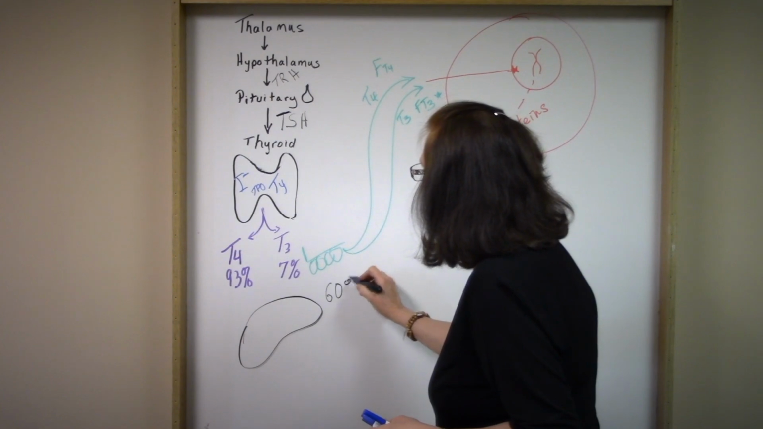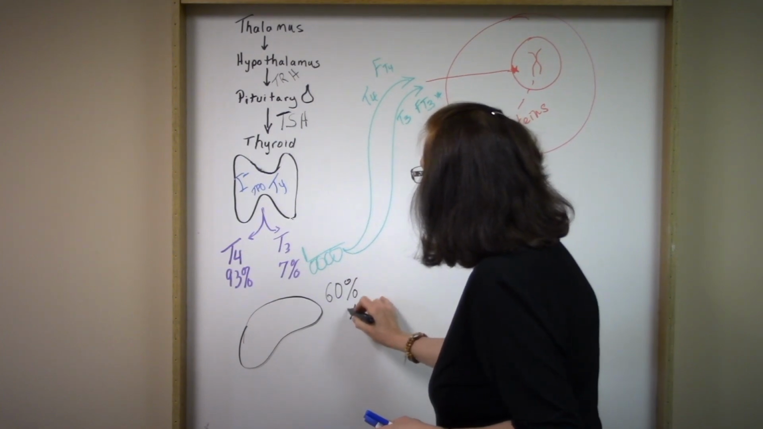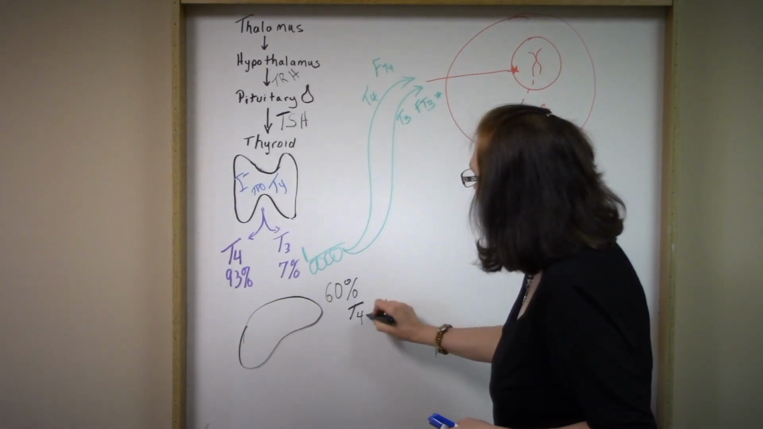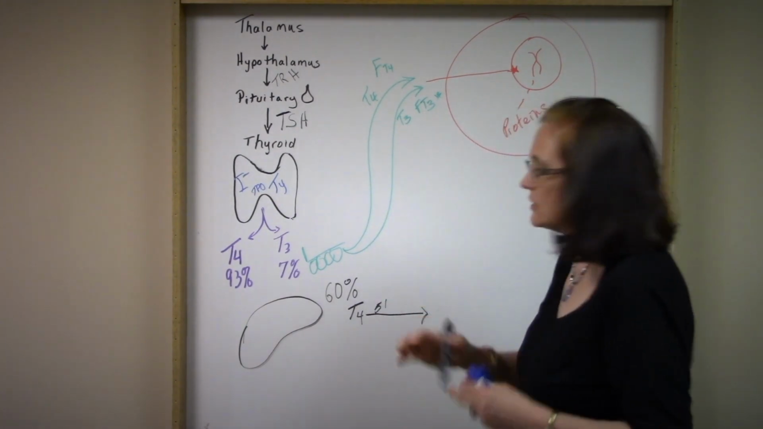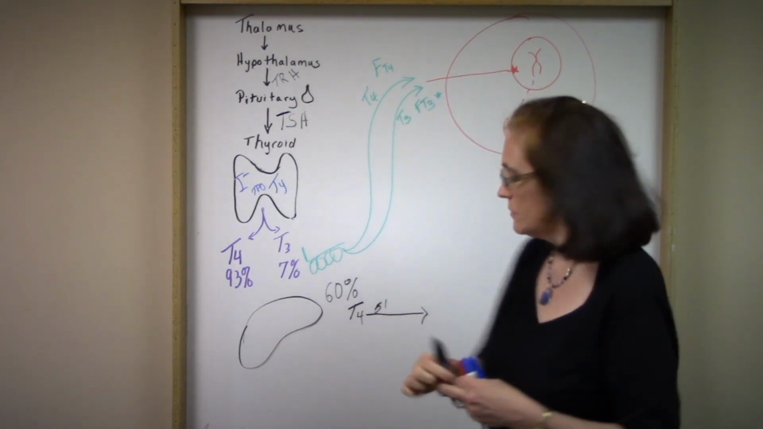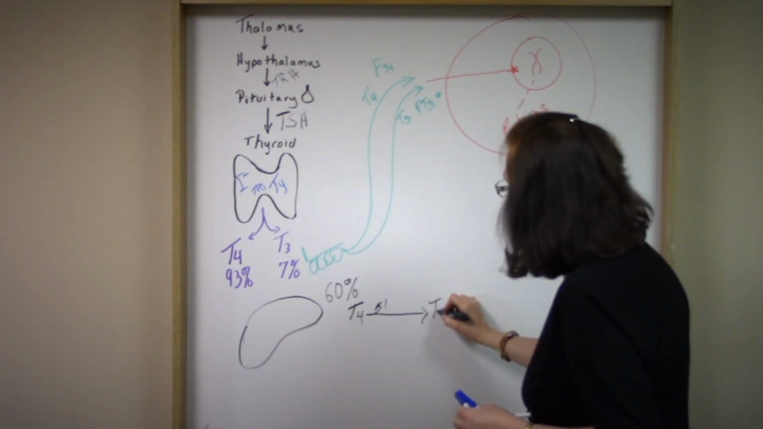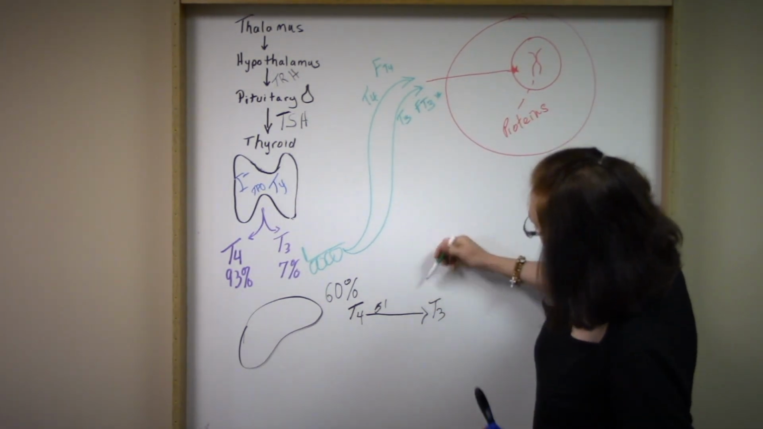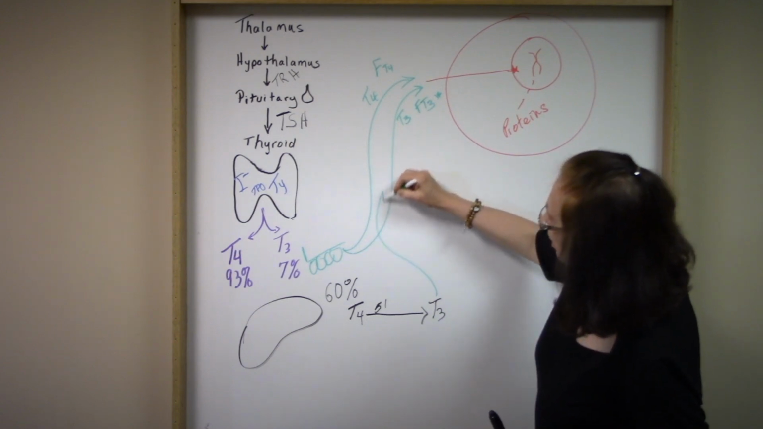60% happens when you have an enzyme called 5'-deiodinase that takes one iodine off and turns the T4 into T3. Okay? So there's our T3, and once it's made in the liver, it climbs onto our little transporter and away it goes off to the cells.